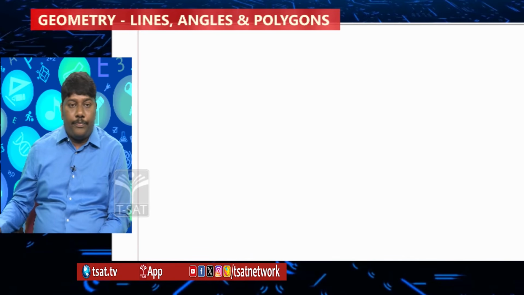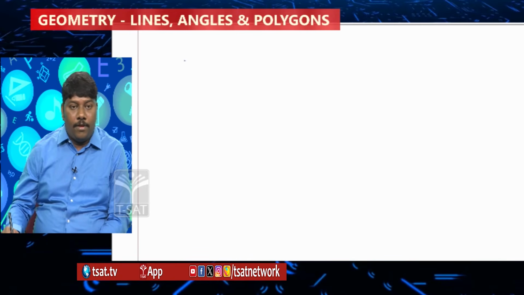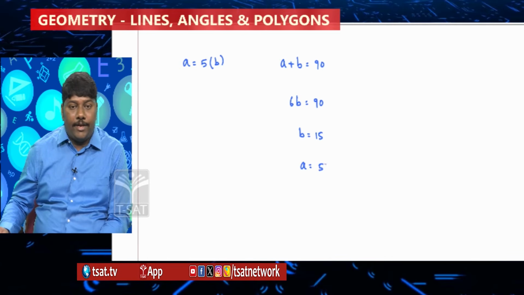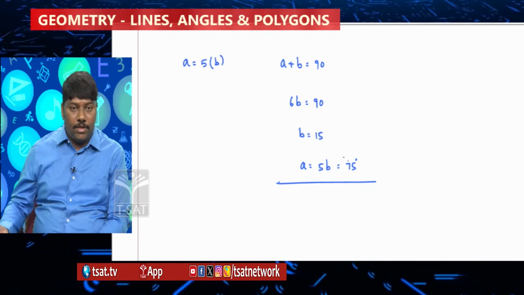The other way of doing it: an angle which is 5 times its complement. Let the complement be B. We know complementary angles means A plus B is equal to 90 and A is 5B. Therefore, 6B is equal to 90, B is equal to 15. But I am looking for angle A. Angle A is equal to 5 times B, which is 75. So like this also you can do it by using 2 variables. If you do not want to use 2 variables, you can use 1 variable and do it.